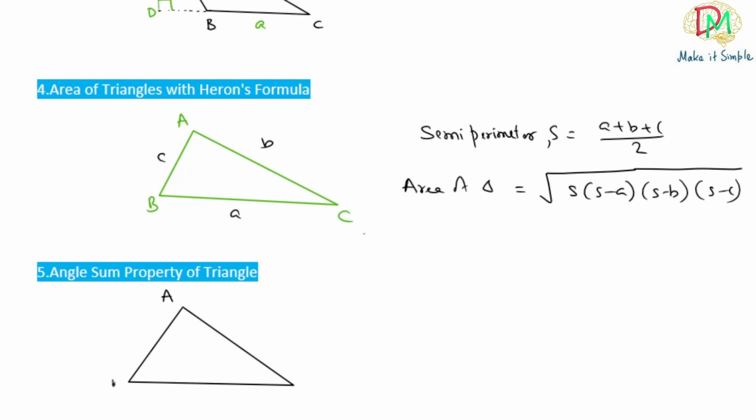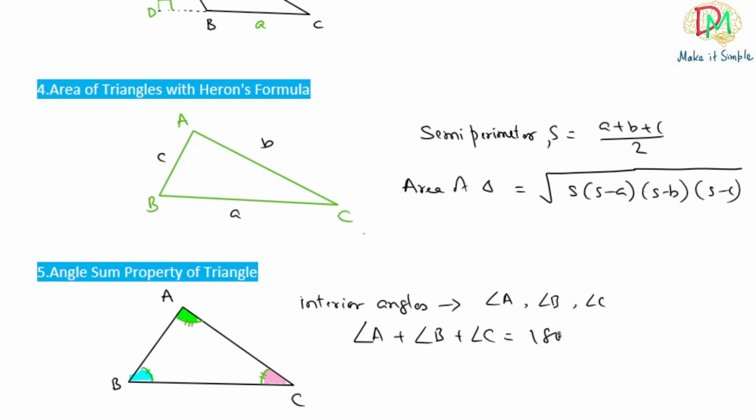This is one triangle ABC, and these are the three interior angles. Okay, they are different. In this triangle ABC, the three interior angles are angle A, angle B, angle C. What does the angle sum property say? The sum of these three interior angles is 180 degrees.